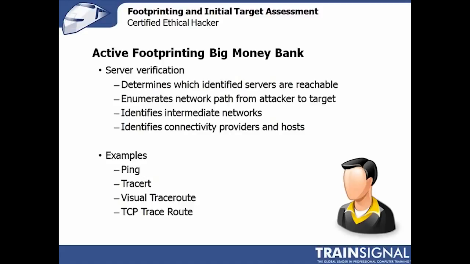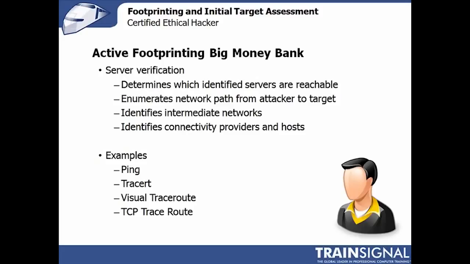Moving into actual technology-based verification, or server verification in this case, we found out maybe 5 or 10 different servers that Big Money Bank has through the passive footprinting phase. Now it's time to find out which ones are available, which ones can we reach. If I see a mail.bigmoneybank.com, can I ping it? Can I actually open SMTP to it? Can I actually reach it directly, or can I reach it passively through another connection, and so forth?